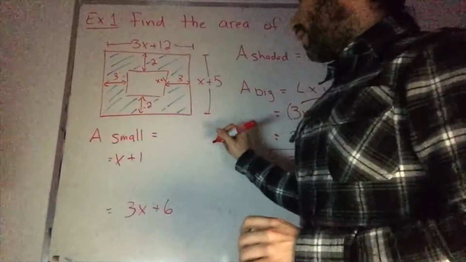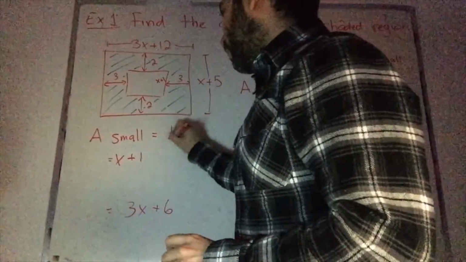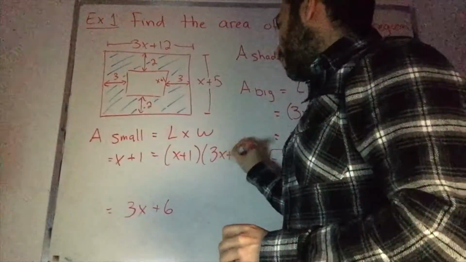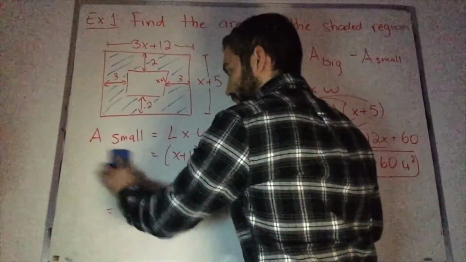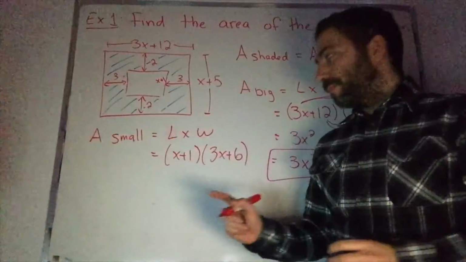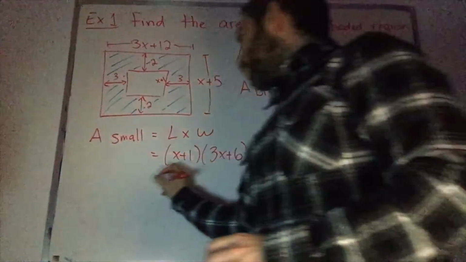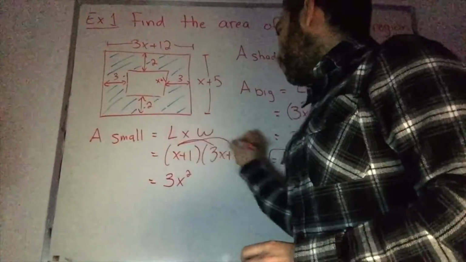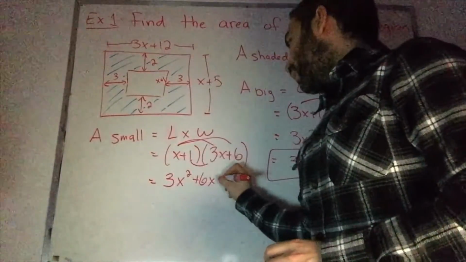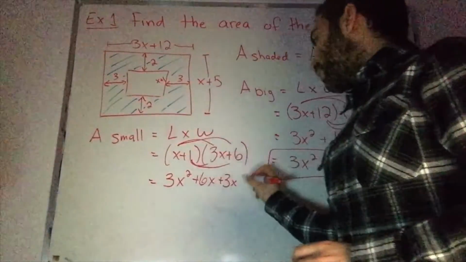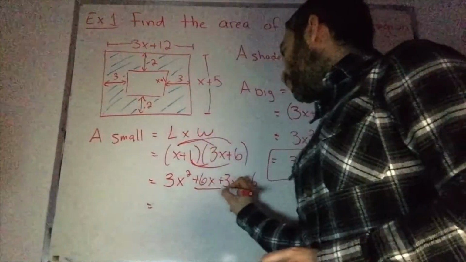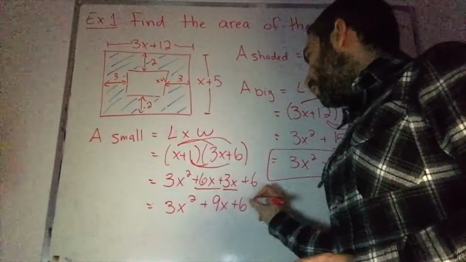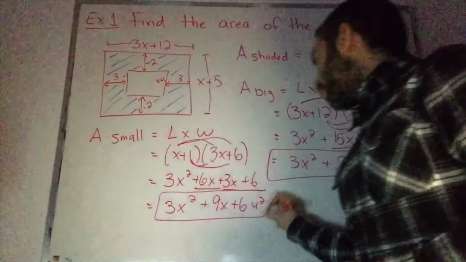So the area of the small rectangle is equal to length times width, which is equal to x plus 1 times 3x plus 6. Okay. So now we FOIL. x times 3x is 3x squared, x times 6 is 6x, 1 times 3x is 3x, and 1 times 6 is 6. Combine the middle terms, we get 3x squared plus 9x plus 6. And this is the answer for the small rectangle.